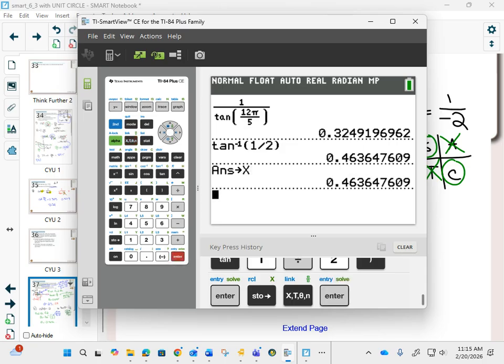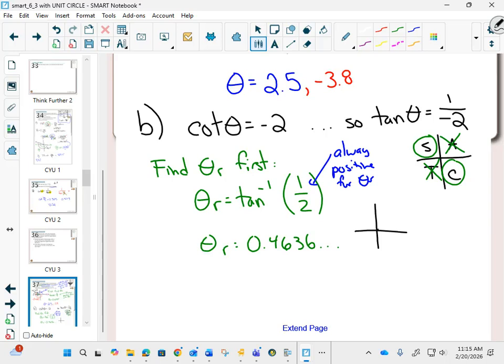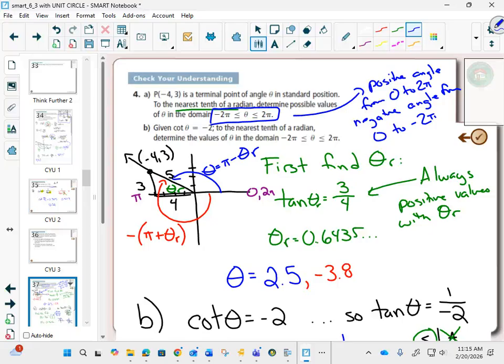This is going to be helpful for us, because if we want to find what the angles are, our answers are going to be in quadrant 2, there's an answer, and in quadrant 4, there's an answer. This will be my positive answer in quadrant 2. This will be my positive answer in quadrant 4. And just like the first question, the domain on this second one is exactly the same idea here. We're looking for positive angles from 0 to 2 pi and negative angles from 0 to negative 2 pi.